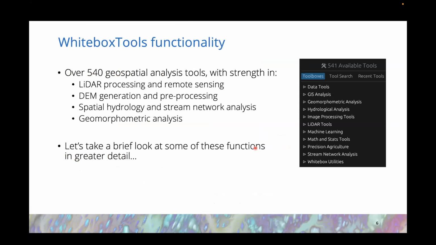In terms of functionality, if I can get now into some of the functionality that we're hitting. It does have at present, between the open core and the extension tools, about 540 or so tools, about 88% of which live in the open core. And those tools target a wide range of geospatial processes, things like vector data analysis and so on and so forth. But in particular, of interest to us in this talk are its functionalities around LiDAR data processing and remote sensing, DEM generation and DEM pre-processing, spatial hydrology and stream network analysis, and of course, geomorphometric analysis.